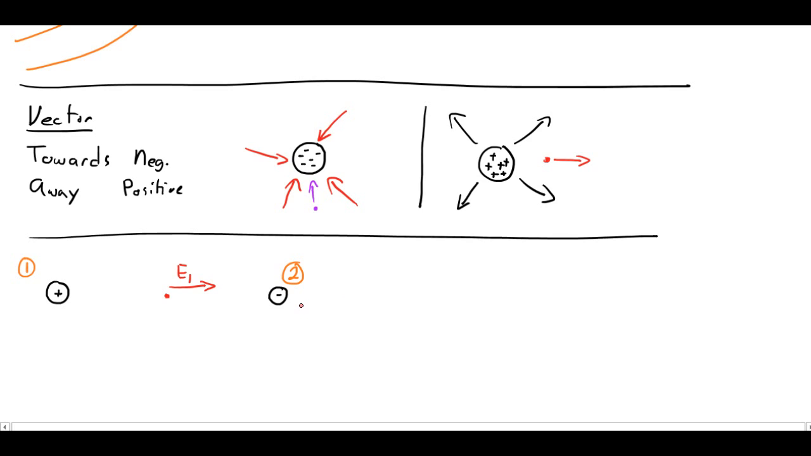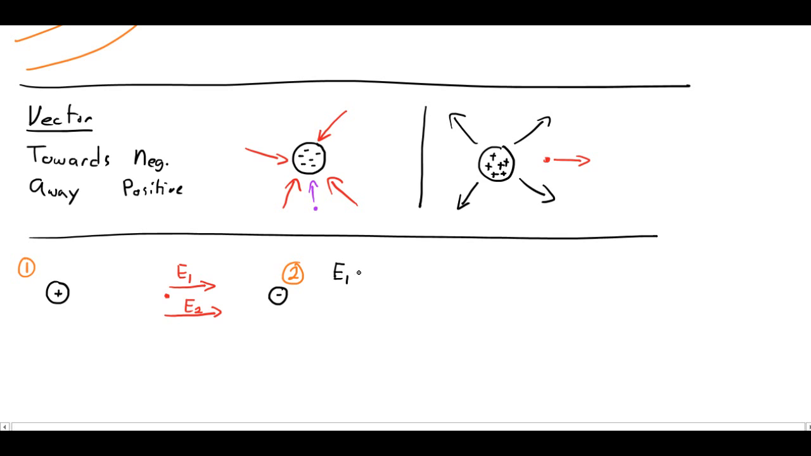Then we can do the same thing with particle 2 and say the electric field is pointing towards it because it's a negative charge. And so electric field 2 goes towards the negative, as well as electric field 1. So both of our fields are created in the same direction. So then from here, we can use the formulas from before.